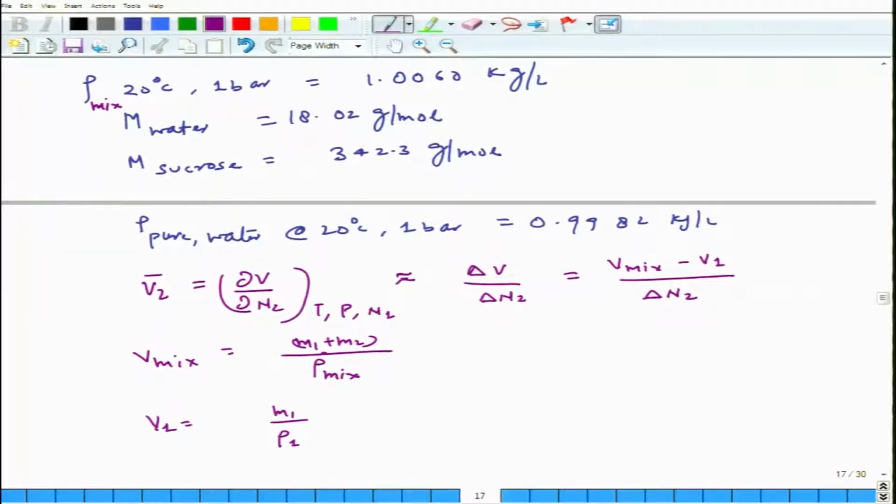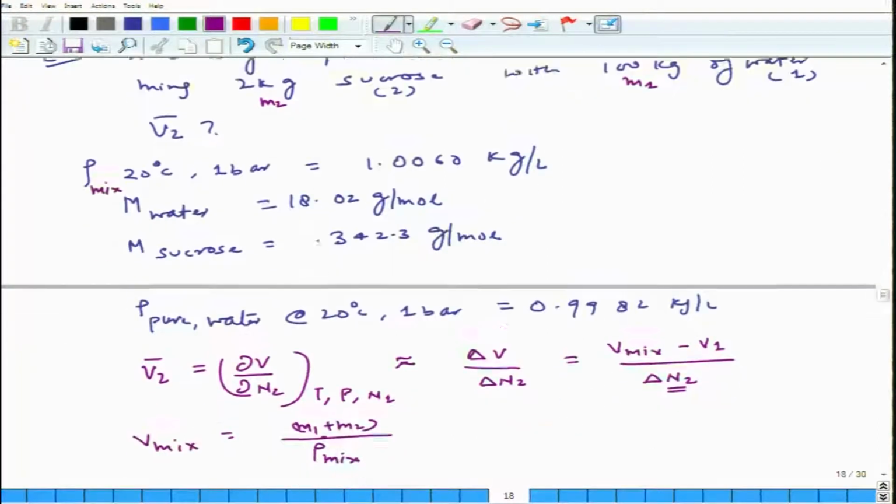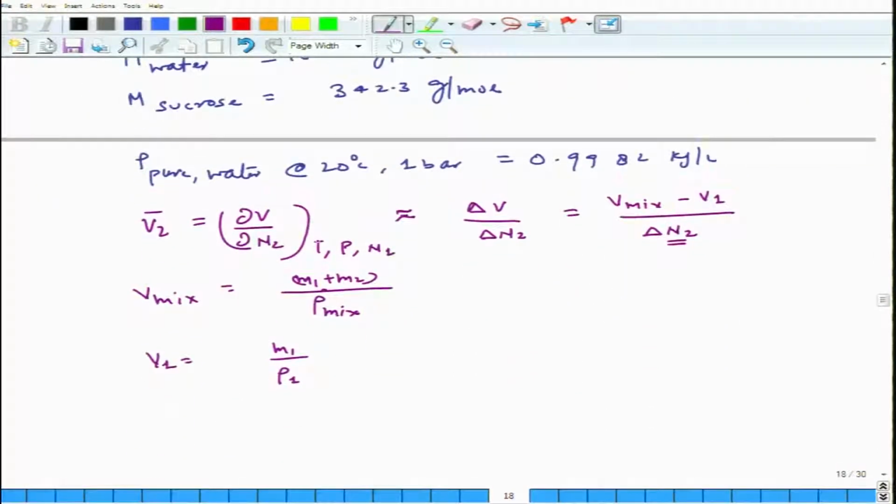Okay. Now, what you have to do is find out the number of moles of the second component. This is also easy for you because the mass is given to you, 2 kg. You can convert this based on the molecular weight into the number of moles, which would be 2 kg divided by 342.3 kg per kmol, or kilomole.